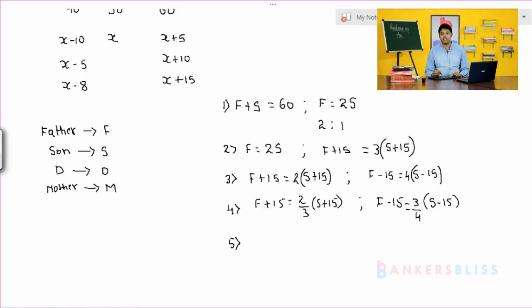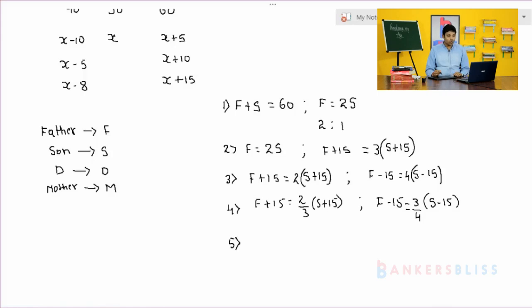Before going to variety number 5, consider variety number 4. F plus 15 is equal to 2/3 of S plus 15. F minus 15 is equal to 3/4 of S minus 15. If you compare variety number 4 with respect to variety number 2 and variety number 3, variety number 4 is a bit complicated. So let us go to the last variety, variety number 5.